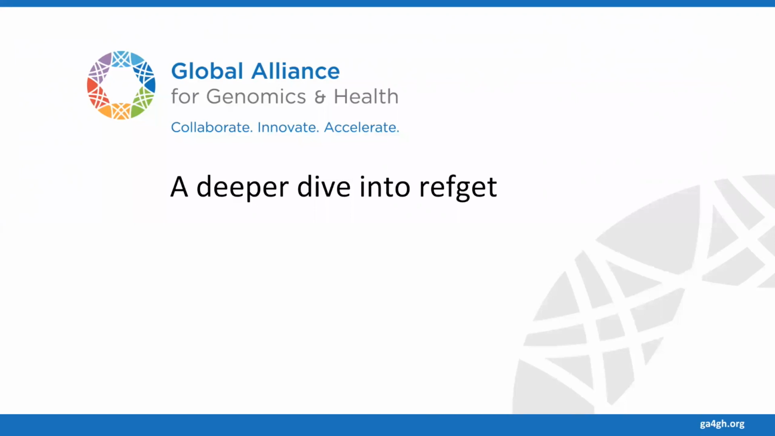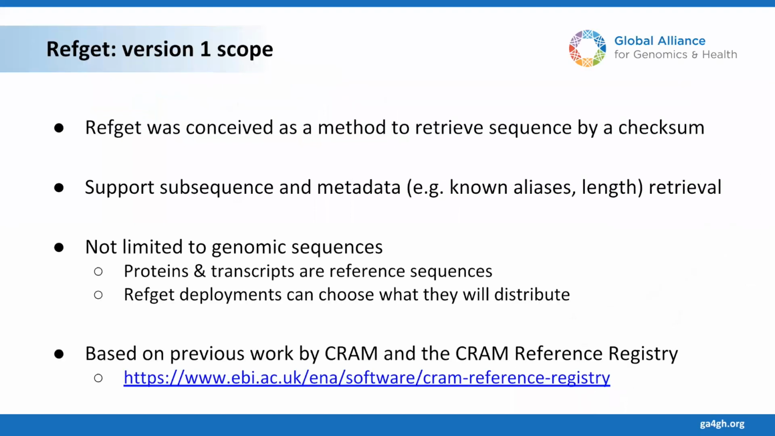Okay, we'll carry on with going a bit deeper into Refget. So Refget version 1. Refget was conceived as a method of retrieving sequence by a checksum, as I said previously. We looked at a few other potential enhancements that we would like to add to Refget. One of these was to support subsequence retrieval, so being able to say, I don't want the whole of chromosome 1 because that's too big, but I just want the first 1,000 base pairs of chromosome 1. So we want to support subsequence retrieval.